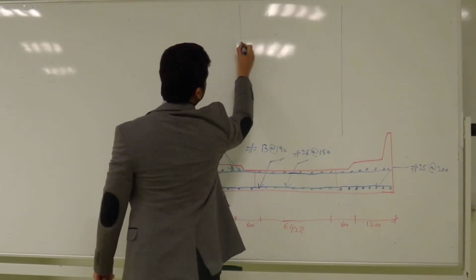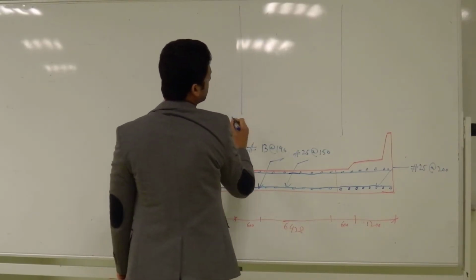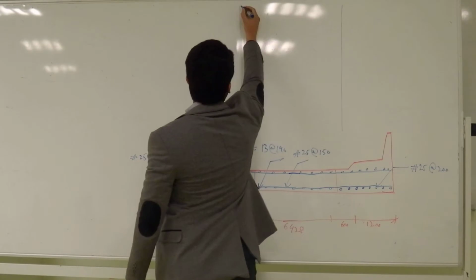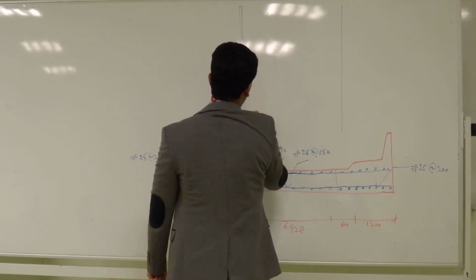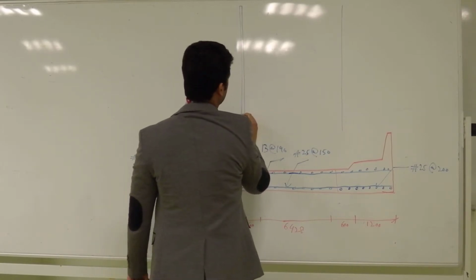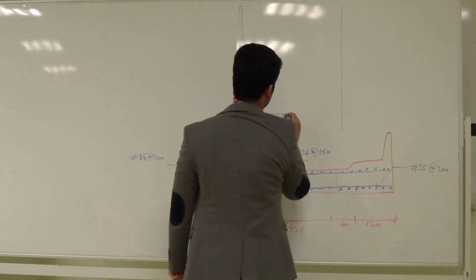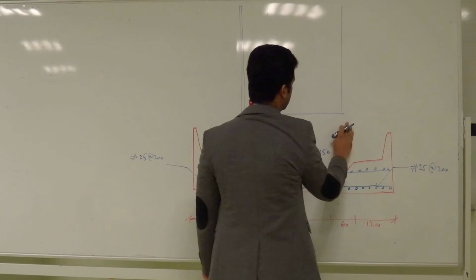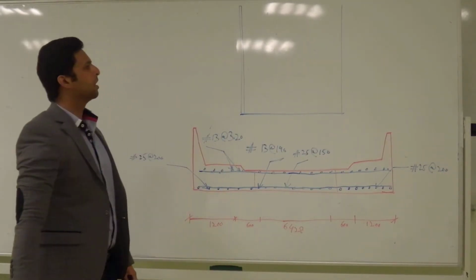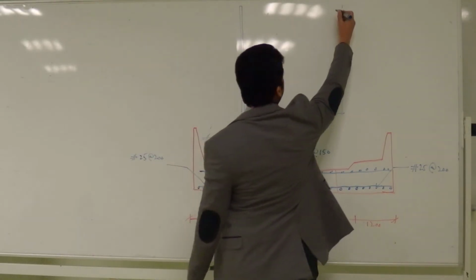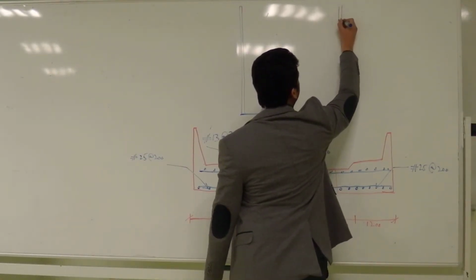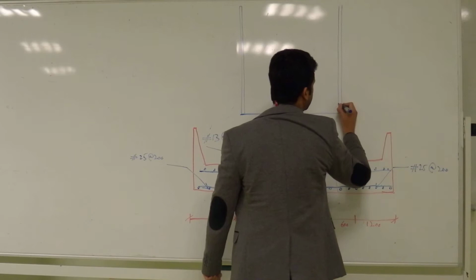For example, this is the barrier. Victor, we have to show the steels and top view also. It's better. Okay, slide please.